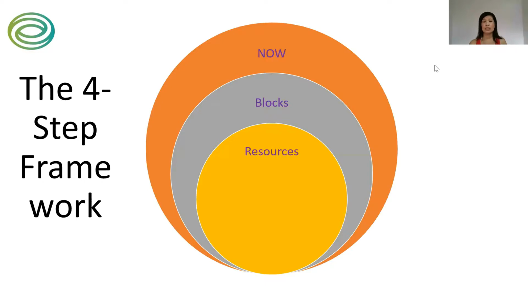Step 2 is the blocks, removing the things that are stopping us. If it is a goal that we want to achieve and we are not there yet, there could be something stopping us from reaching there. So step 2 is about identifying what are the blocks. It could be a belief, it could require a mindset shift, it could be some actions or habits that are stopping us from getting to where we want to be. That is step 2.